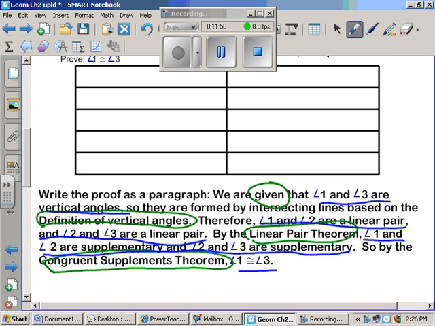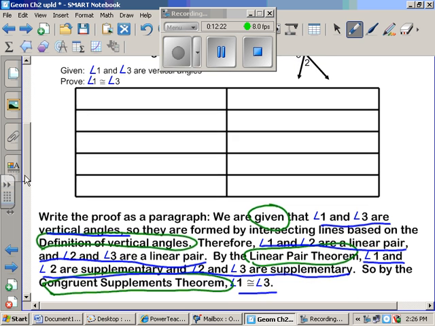Okay? Because a paragraph proof, you'll notice it reads like you would read if you were going to go through there. It just has connecting words like therefore, so, like we are given that angle 1 and angle 2 are vertical angles, so they are formed by intersecting lines based on the definition of vertical angles. Therefore, angle 1 and angle 2 are linear by the linear pair theorem. So it just has like connecting words. It's just basically reading through the 2-column proof and adding connecting words.